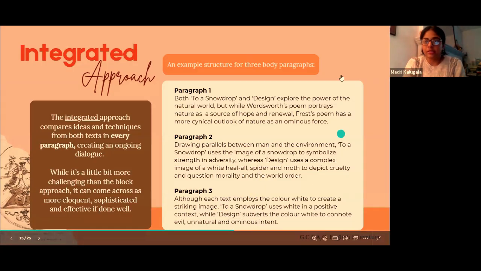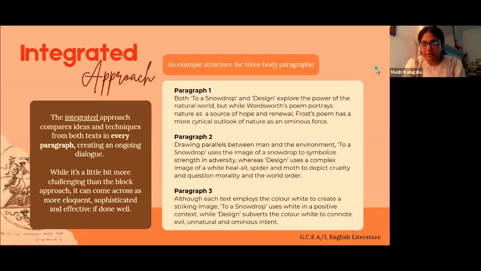Okay, and then paragraph 3, let's have Chantul. I'm picking on the new names that I'm seeing today. Let's have you read the third paragraph, please.